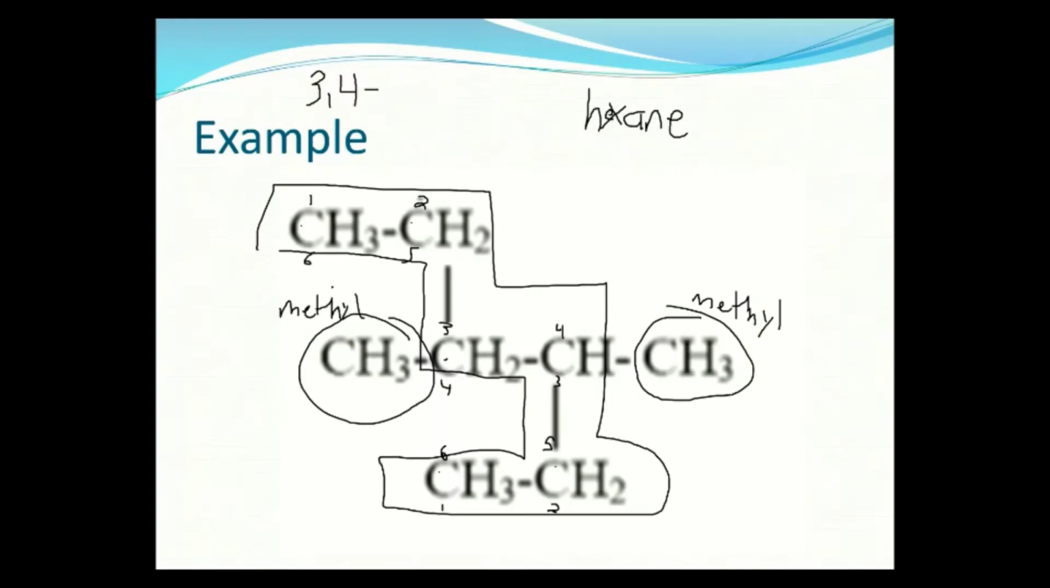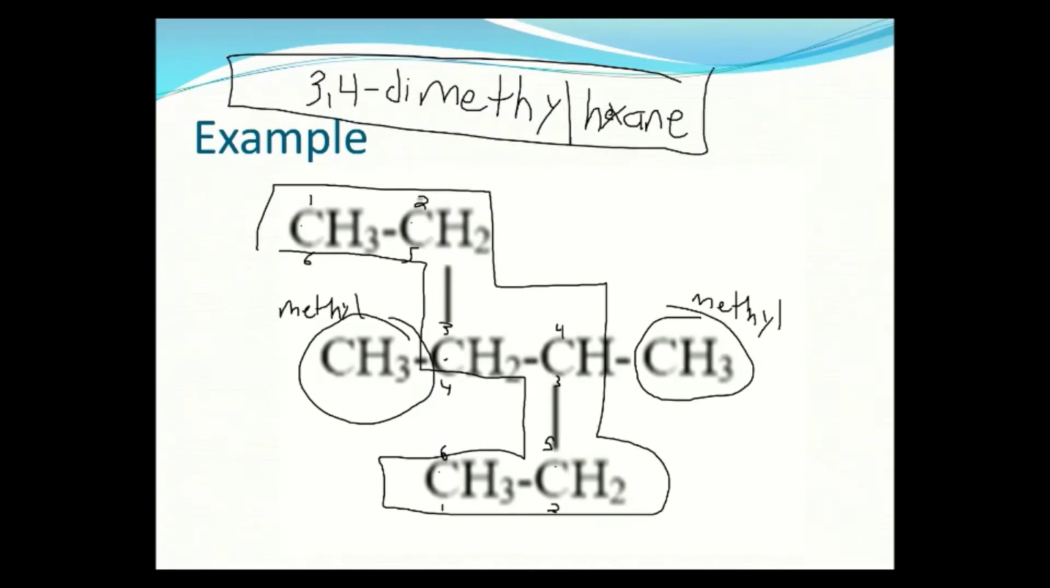And because we have 2 of them, we call it dimethyl hexane. So we have 3 and 4. There's 2 of them, so 3,4-dimethylhexane. That is my name.